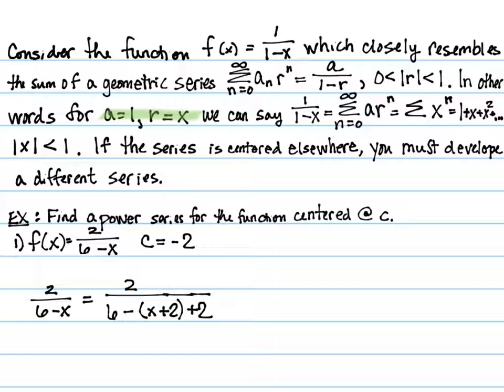Okay, does that make sense for everyone? This almost feels like completing the square on something. It's got that same kind of feel to it. Okay, so what we're going to do then is combine the 2 at the end and the 6 at the beginning. So now I have 2 over 8 minus x plus 2.